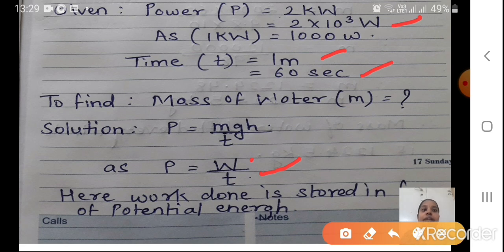So work done will be equal to what? Potential energy. So can I substitute the potential energy formula instead of work? Yes. What is that formula? mgh, right? So what does the power formula become now? P is equal to mgh upon t.